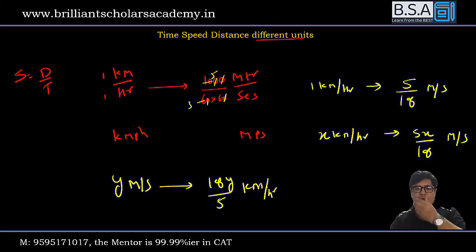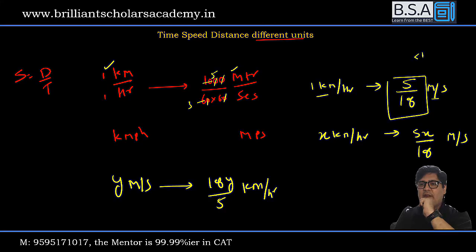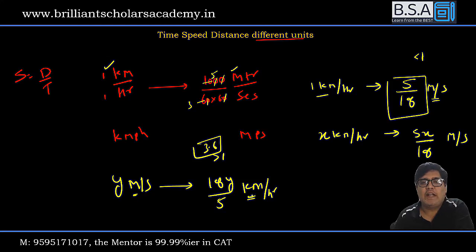How to remember this? See, kilometer is a larger unit, meter is a smaller unit. So from larger to smaller, you are multiplying a number that is below 1. It's a decimal, 0 point something, maybe 0.4 something, 0.3 something. So when going to a smaller unit, you're multiplying a smaller number. Meter is a smaller unit, kilometer is a larger unit. So here you're multiplying 18 by 5, which is basically 3.6. You're multiplying a larger term to go to a larger unit.